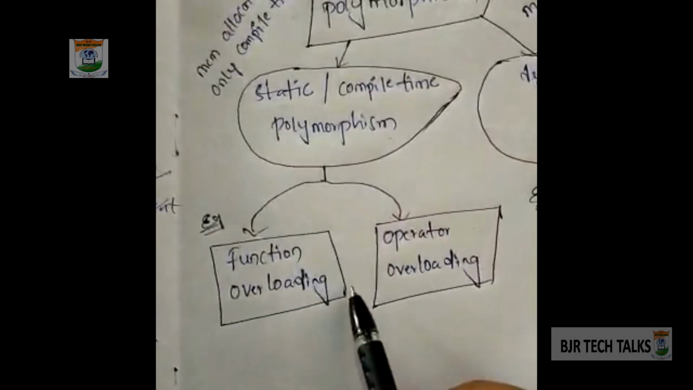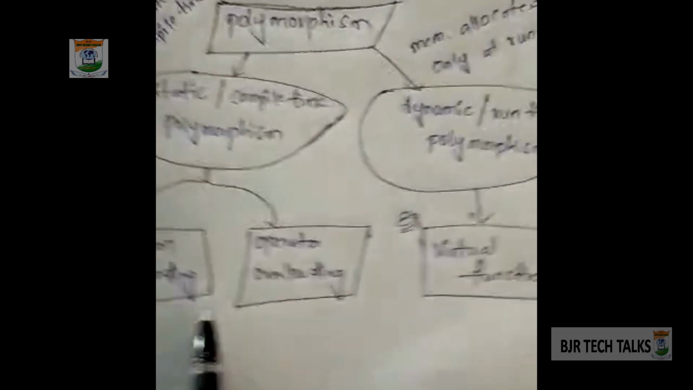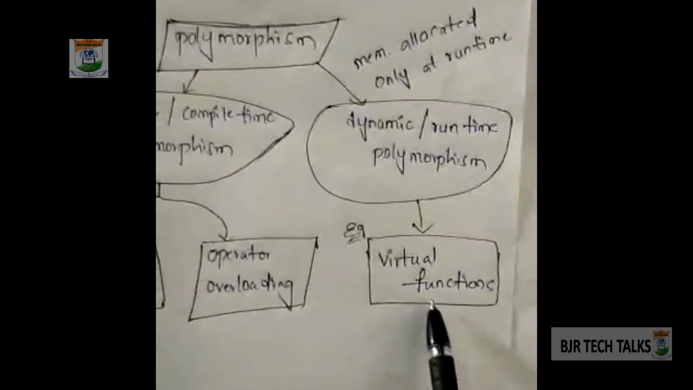Examples of static polymorphism are function overloading and operator overloading. Examples of dynamic polymorphism are virtual functions.